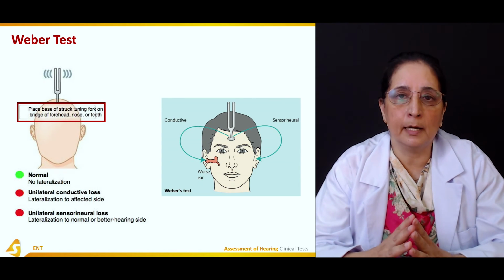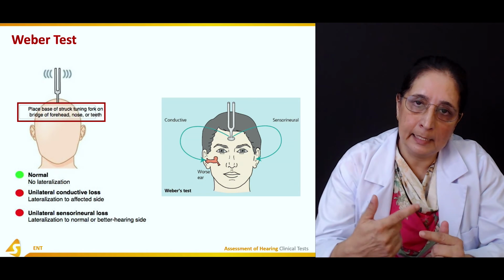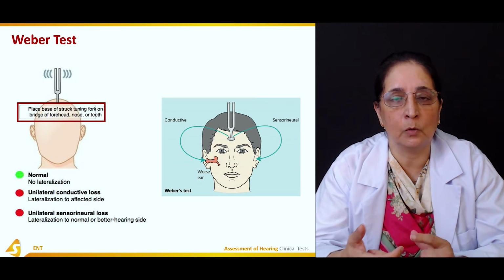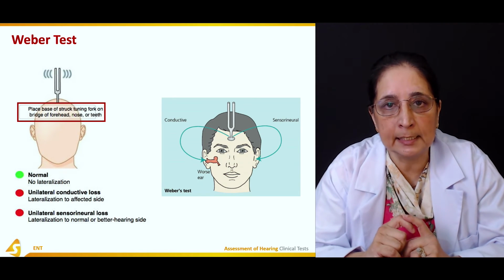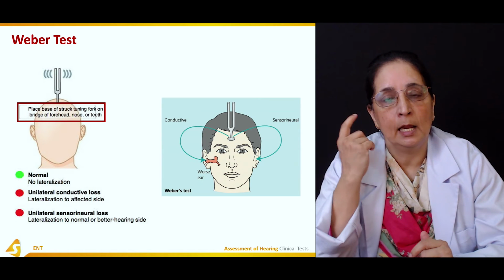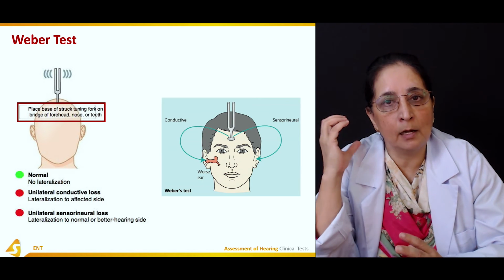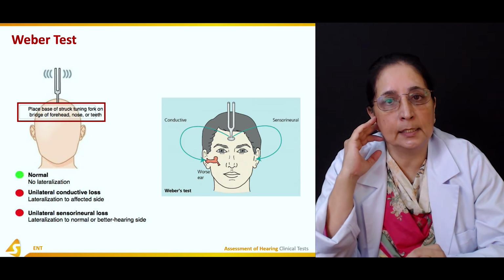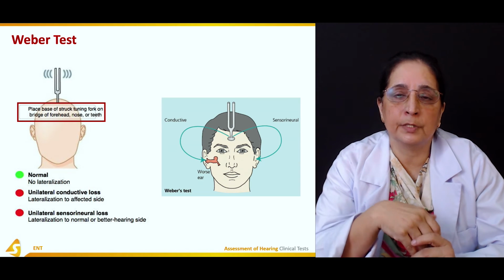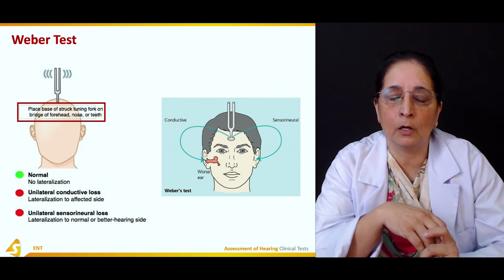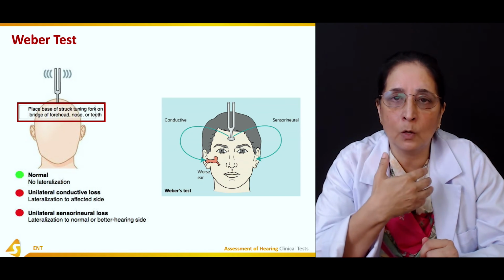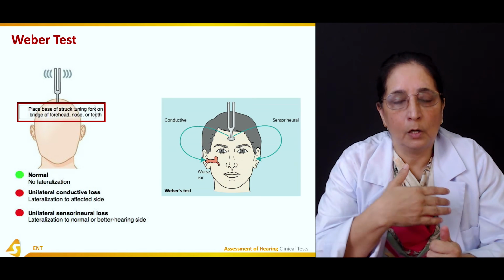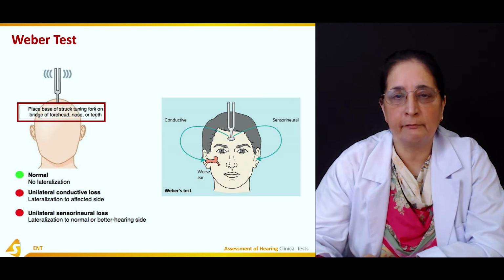In case of conductive hearing loss, the lateralization of the sound is to the affected ear. The patient will tell you that they hear louder in the affected ear. And in case of sensorineural hearing loss, the patient will hear louder in the normal ear. So that's the Weber test.